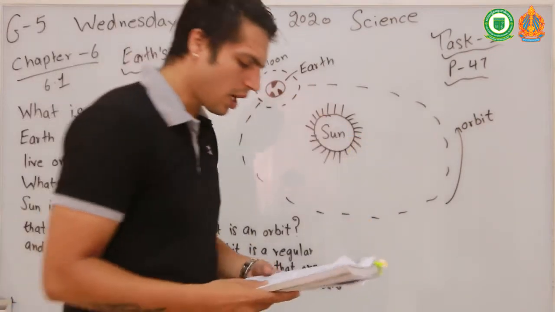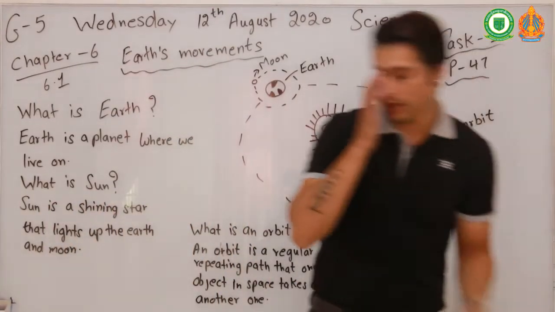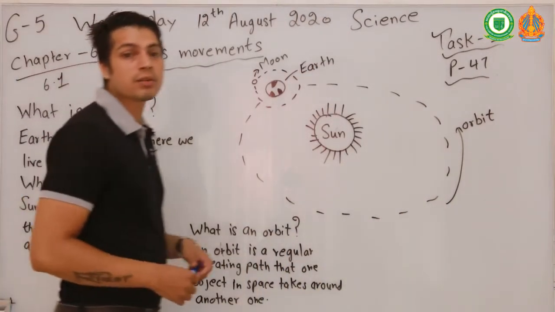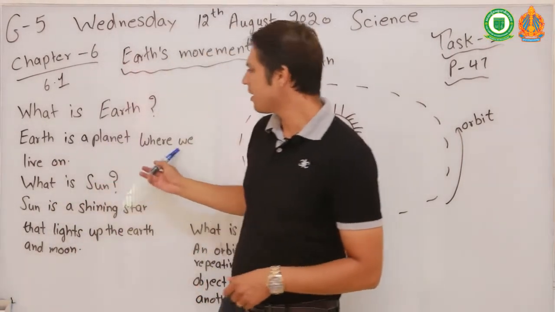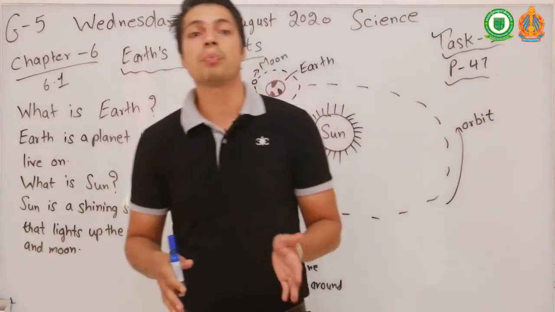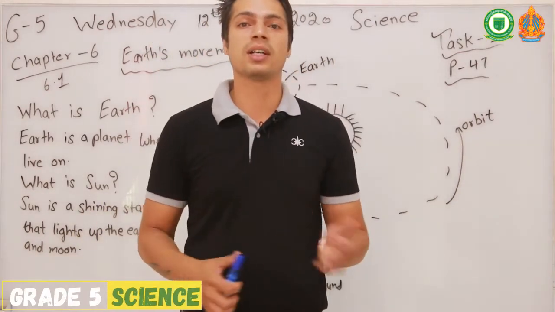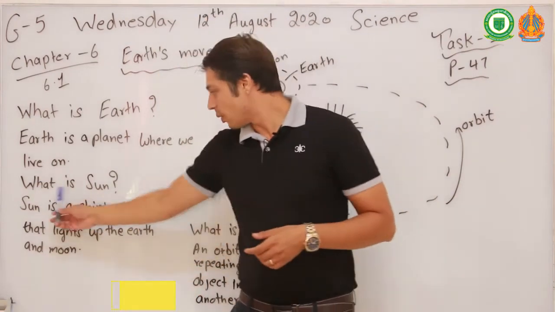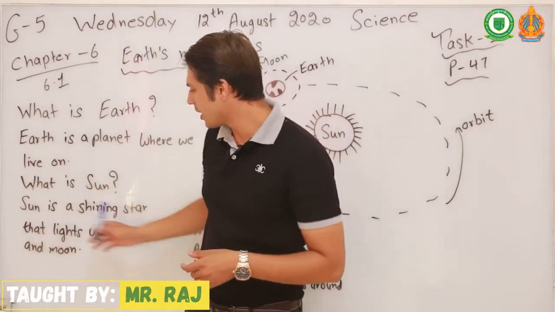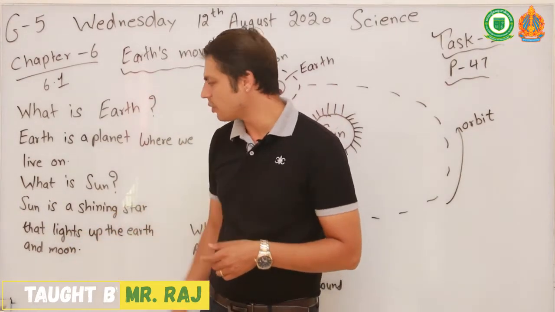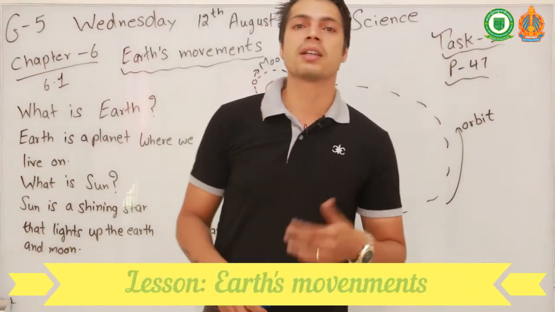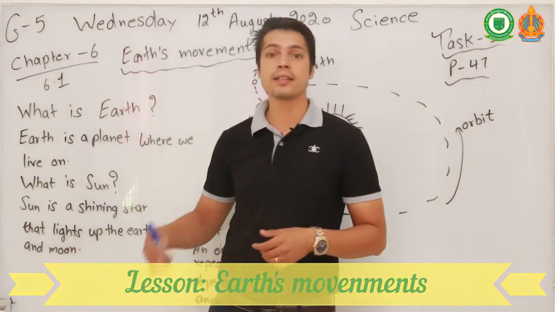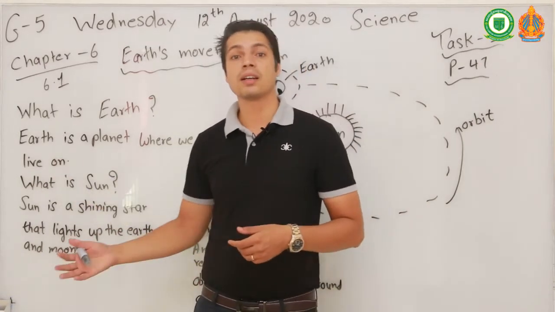Now I will explain to you. First we need to know what is earth. Earth is a planet where we live. We live on earth. Earth is a planet and it is the 3rd planet in our solar system. What is the sun? The sun is a shining star that lights up the earth and moon. The sun is very big, a lot bigger than Earth, and it is a star. It has its own light, so that's why it lights up the Earth.